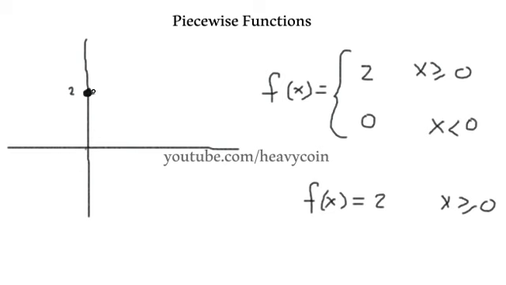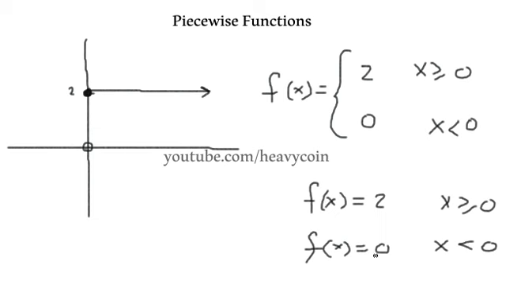Alright. And so we end up getting just a horizontal line, okay, going off in that direction. And then of course let's graph f of x is equal to 0. This time we don't include 0. So I'm going to put a hole in the graph right here, and it's everything.